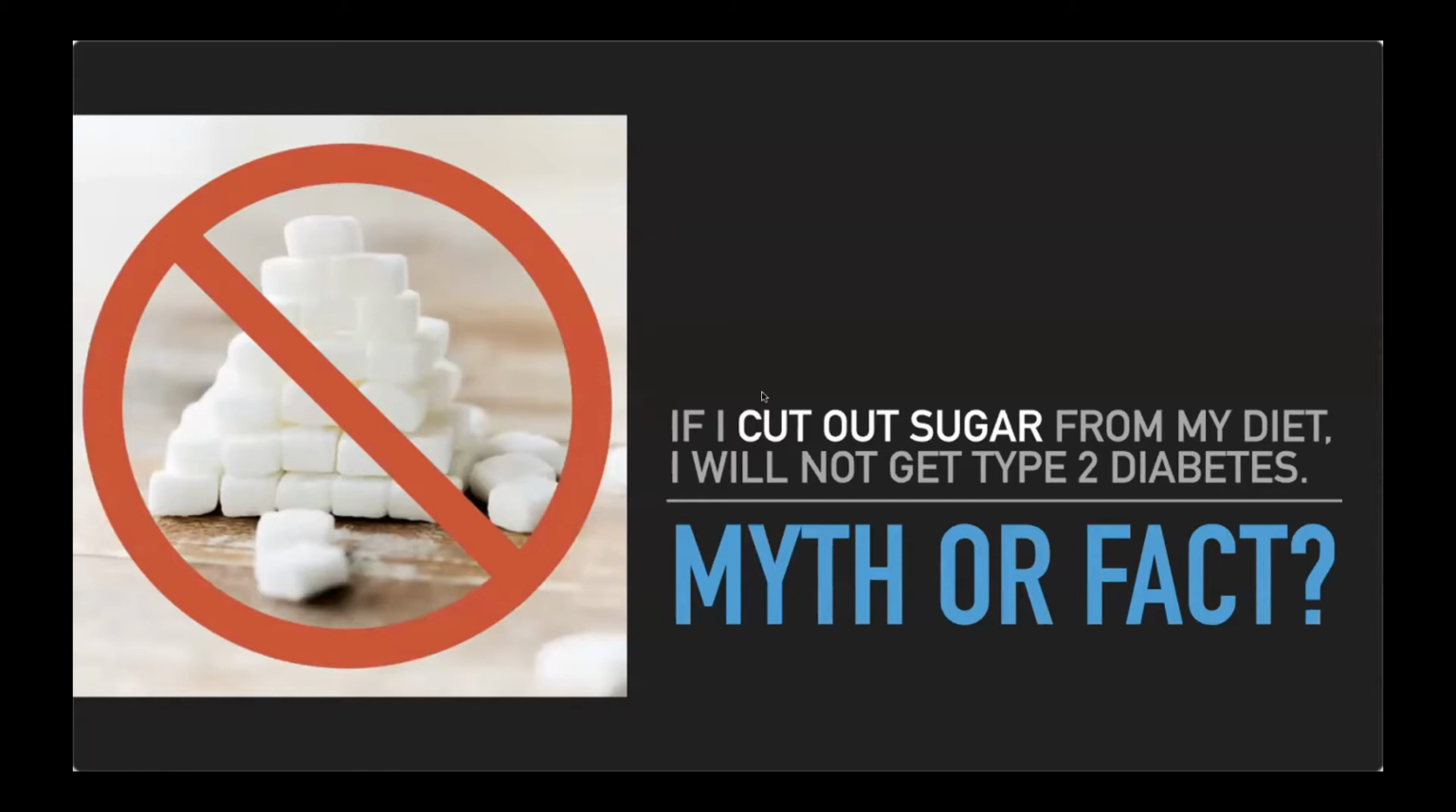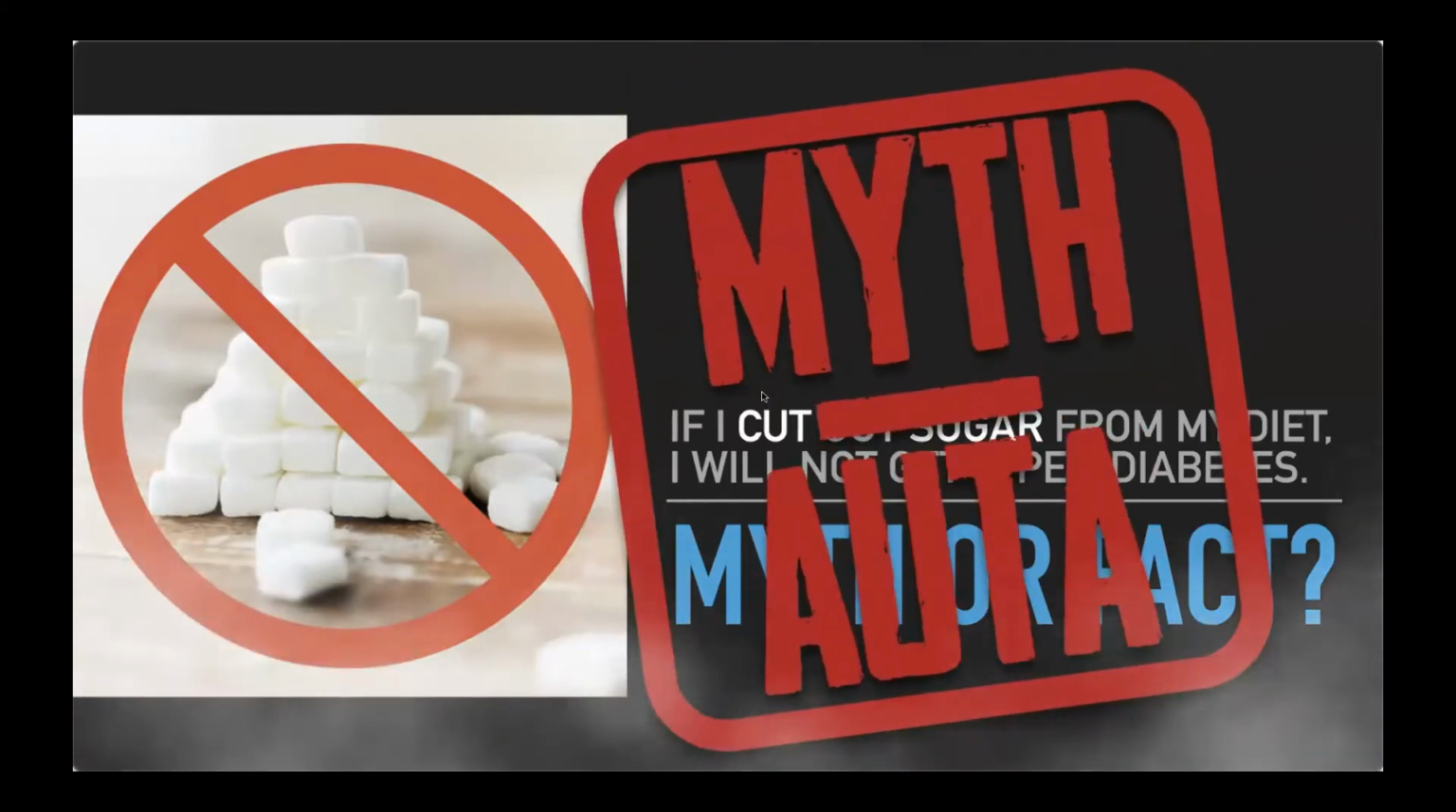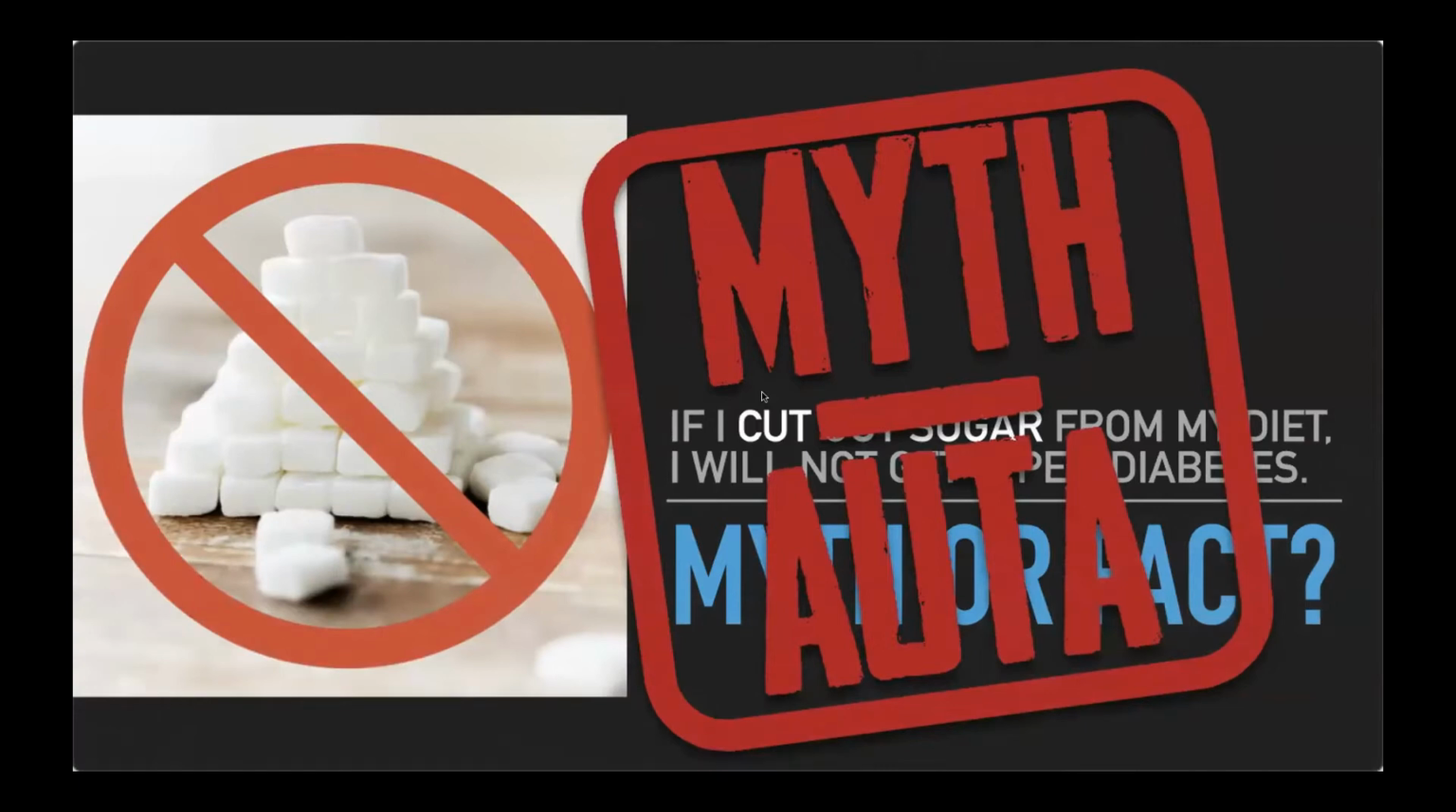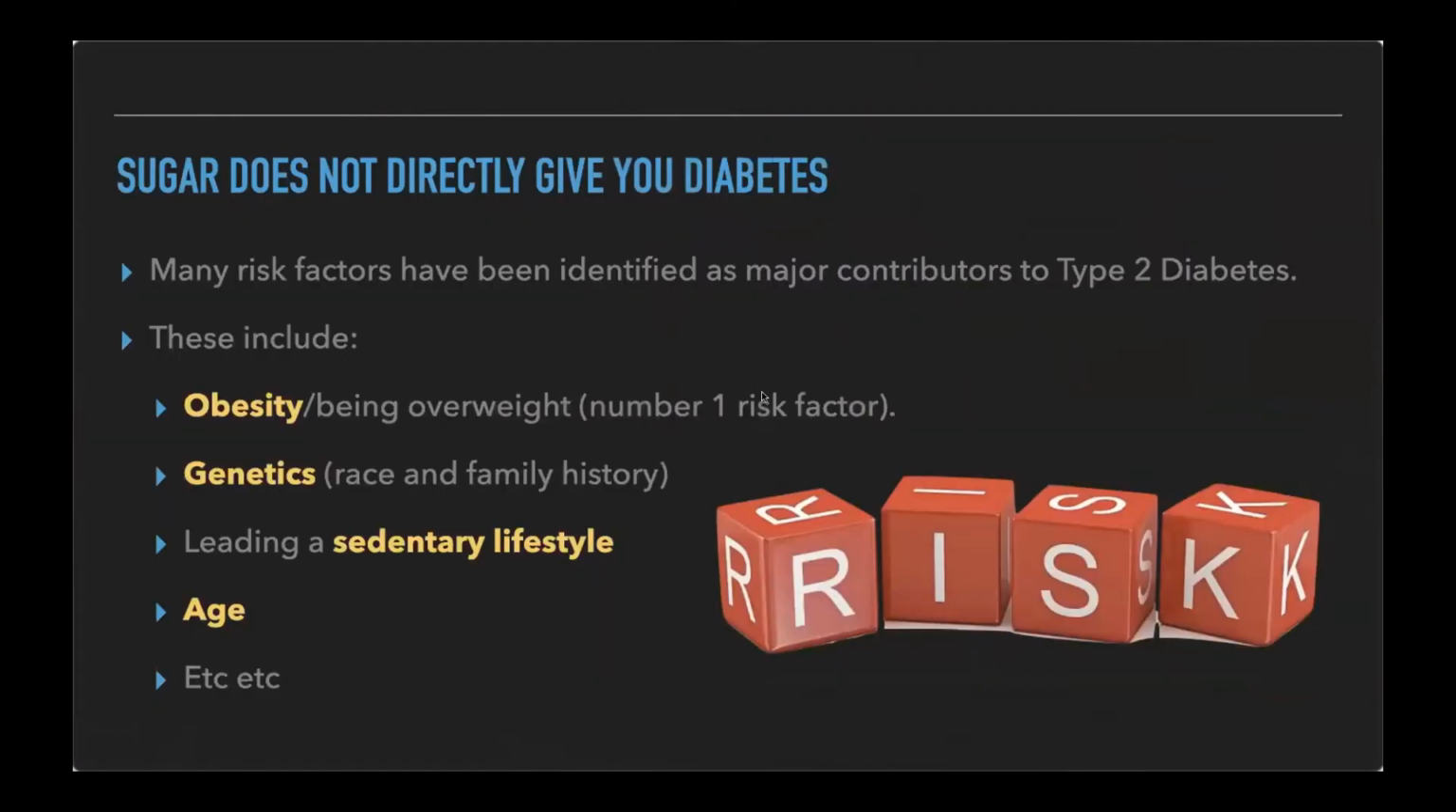If I cut out sugar from my diet, I will not get type 2 diabetes. Many people link diabetes directly with sugar, and I'm sure you have heard someone say, "I only eat sugar-free food. I don't want to get diabetes." Is this a myth or a fact? Well, unfortunately, this is a myth. Sugar does not directly give you diabetes.